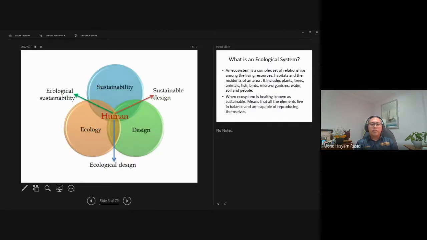When we're talking about ecological design, it is derived from three main components. First, sustainability. When we talk about sustainability, we need to see what has happened in the past, the current situation, and the future. How can the design be sustained for the coming years? For example, looking at the short term and also the long term. Sustainability is another important aspect that needs to be considered.